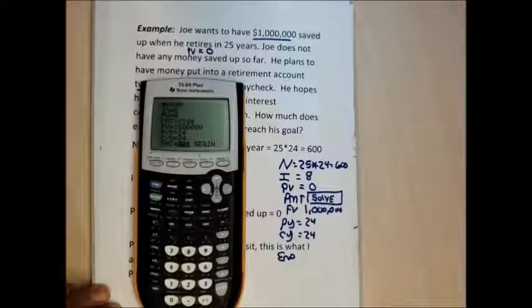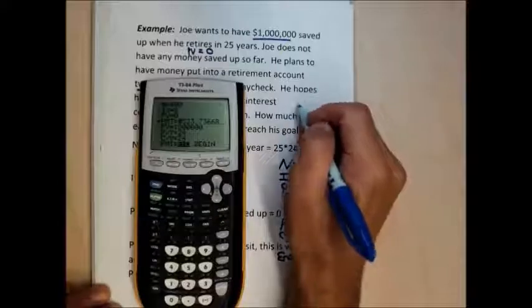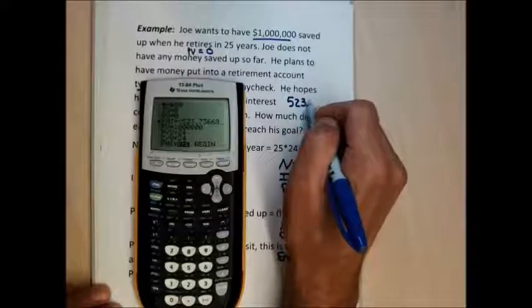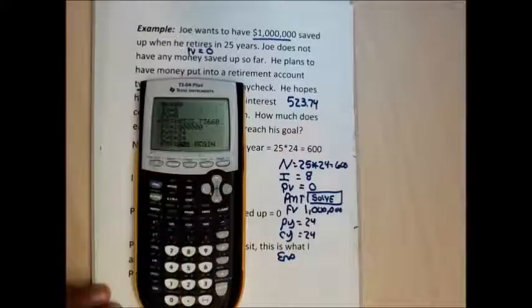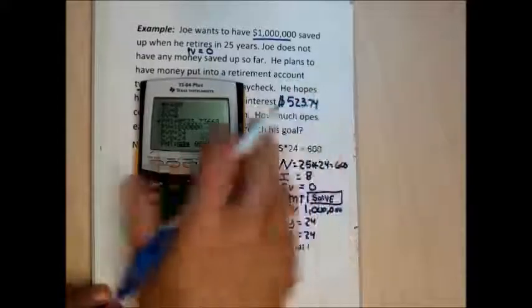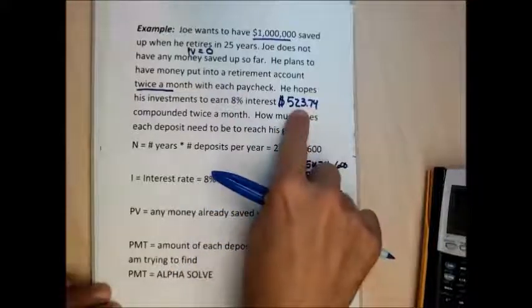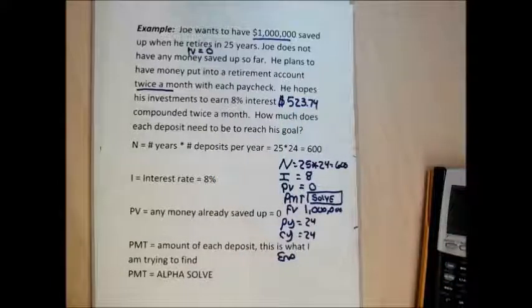I'm going to arrow up to the PMT, hit the green alpha button followed by enter, and this means Joe would have to deposit $523.74. I'm going to ignore the sign even though my calculator puts the sign in. I generally don't put that sign in my answer. So Joe, to retire in 25 years, has got to save $1,000 a month, because 2 paychecks each of a $500 withdrawal is $1,000 a month to get to $1 million in 25 years.